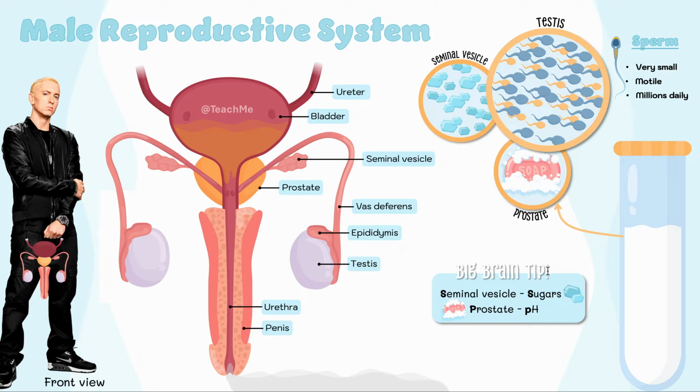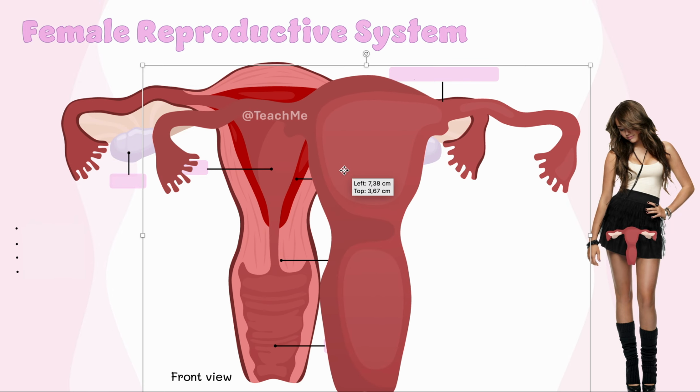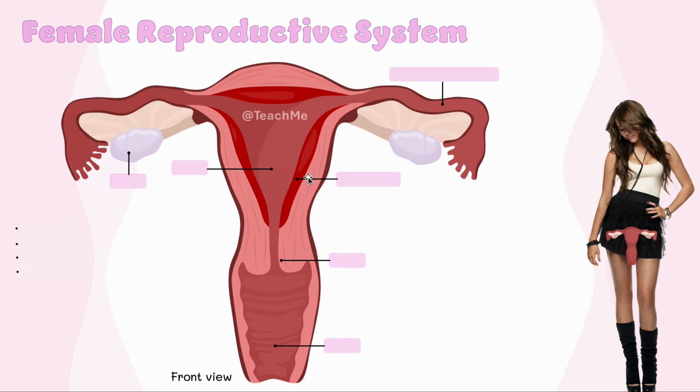Now, let's head over and talk about the female reproductive system. So once again, we zoomed in nice up close. This is the female reproductive system, specifically the front view. Now, first we need to slice this bad boy open to see what the heck is going on inside of it. So where do we start?